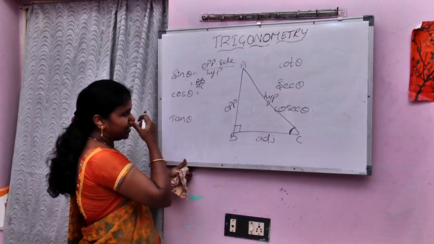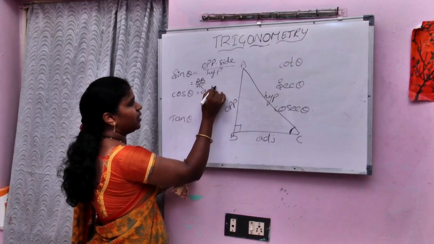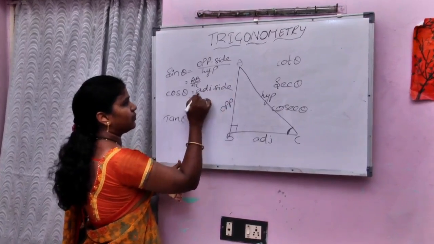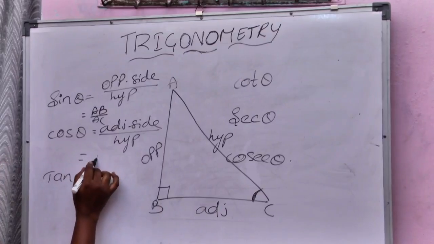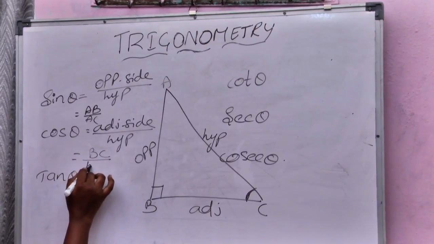And cos theta is nothing but adjacent side by hypotenuse. What is the adjacent side here? BC is the adjacent side and the hypotenuse is AC.